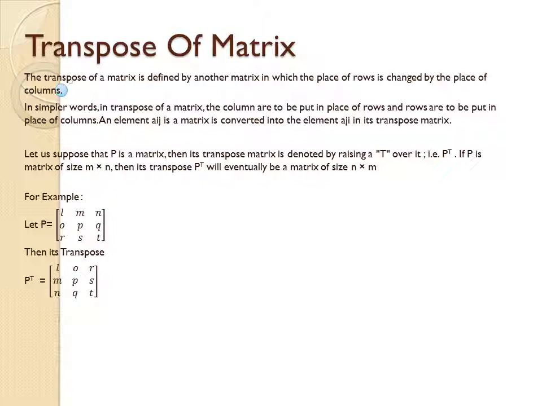Let's see. Let's say L. L is a11, so a11 stays a11, no problem. Then M is a12, first row, second column, so it will go here. Basically, L M N in the row will come in the column. O P Q in the row will come as a column. R S T in a row will come as a column. So this is basically the transpose of a matrix. The concept is clear now.